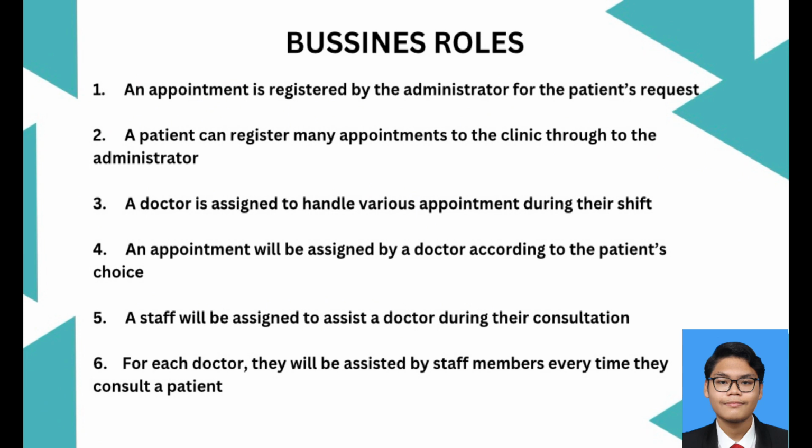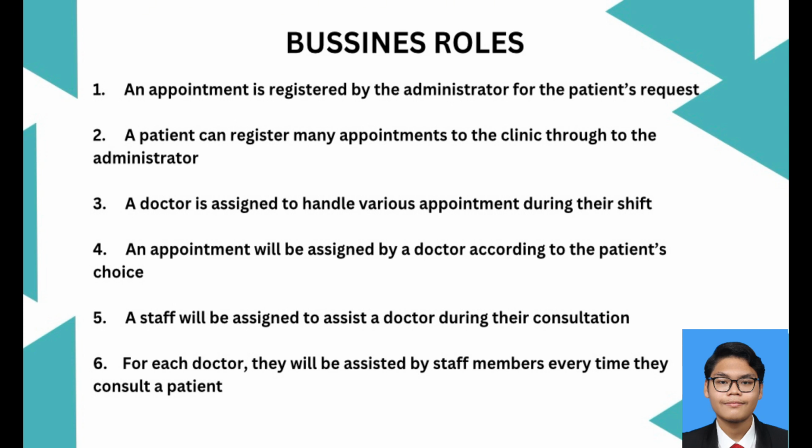Number 1, an appointment is registered by the administrator for the patient's request. Number 2, a patient can register many appointments to the clinic through the administrator. So the relationship between number 1 and number 2 is that a patient can book an appointment with the doctor of their choice by making a request to the admin at the clinic front desk. From this, the patient will get the doctor that they want at the specific time they wanted. Let's move on to business rule number 3 and number 4.